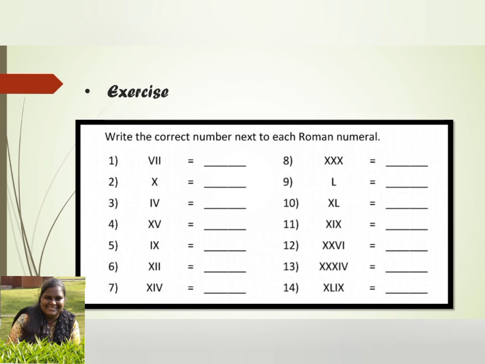What about this last one? XLIX. XL means 40 and IX means 9. So 40 plus 9 equals to 49. What about that 8th one? It is triple X. XXX, that means 10 plus 10 plus 10, that equals to 30. Very good, students. Now you can clap for yourself for doing such a brilliant job.